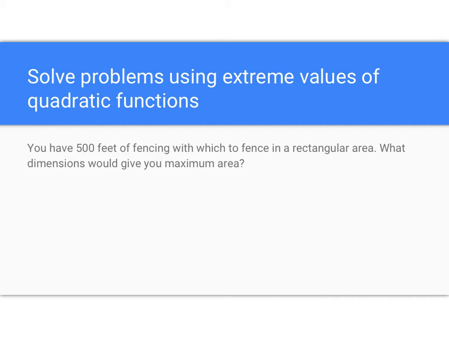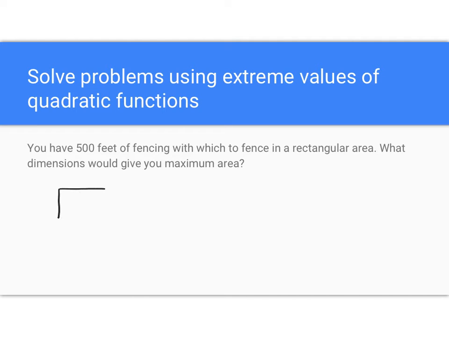So we have 500 feet of fencing to fence in a rectangular area. What dimensions would give you max area? We have to be clear on what we know. We know we have 500 feet of fencing. We know it's in a rectangle. Right? That's really all that we know.